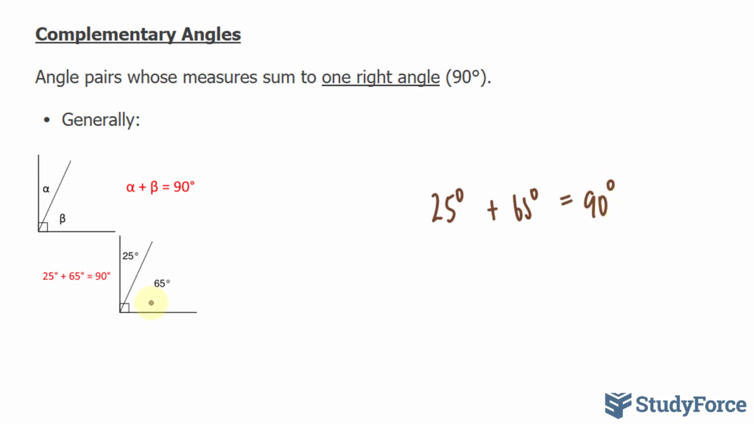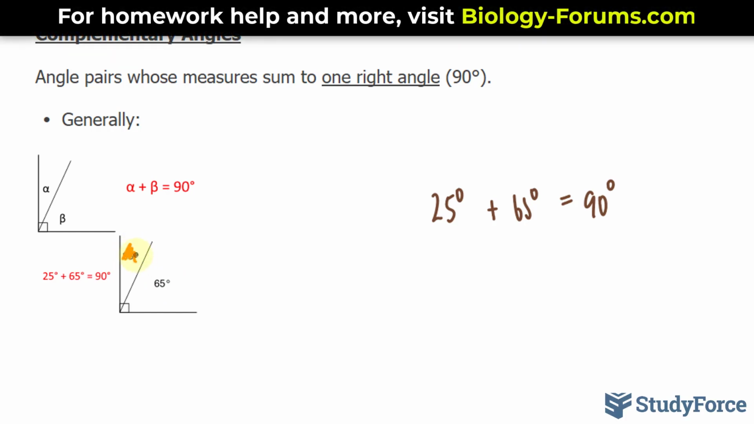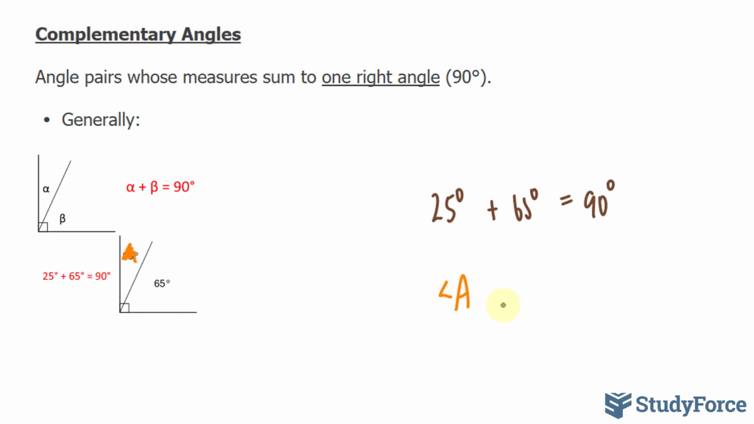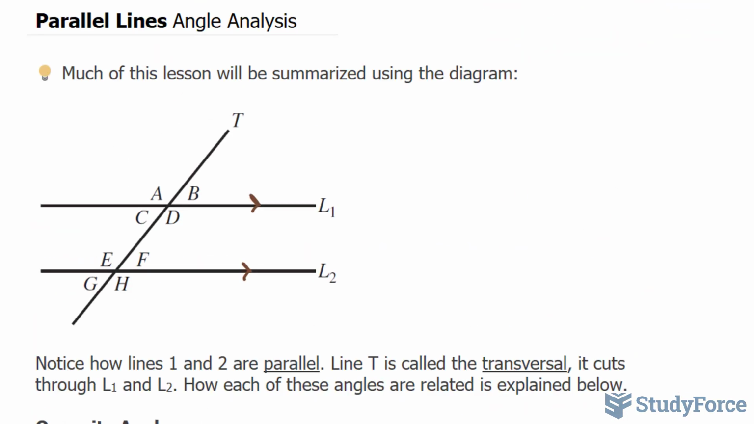So, if you had, let's say 65 and you're looking for 25, let's pretend that you don't know it's 25. You can always set up the equation. Let's call this unknown angle A. Angle A plus 65 degrees is equal to 90. Algebraically, we can move this 65 over. We end up with 90 minus 65 degrees, and that would give you angle A, which is 25. And there you have it. That is how to analyze parallel lines and the angles they make with lines crossing them.